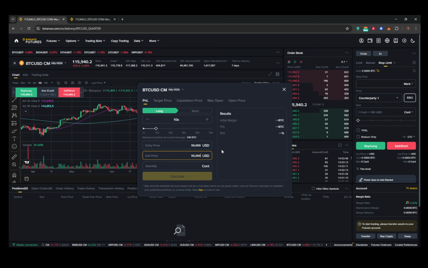In this scenario, your initial margin requirement would be $500. From this trade, your profit and loss calculate to a profit of $500. As a result, your ROI, which is the return on investment, is a substantial 100%, meaning you effectively doubled your initial margin. This exemplifies how invaluable the calculator can be, providing a systematic way to forecast and analyze your trading decisions.